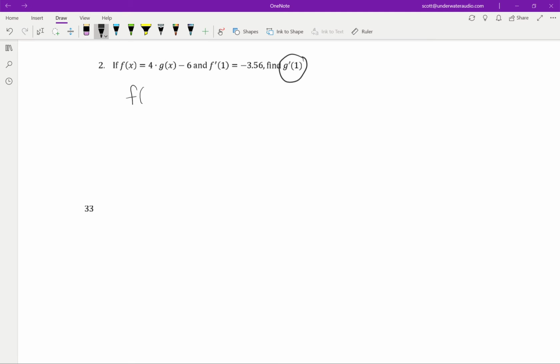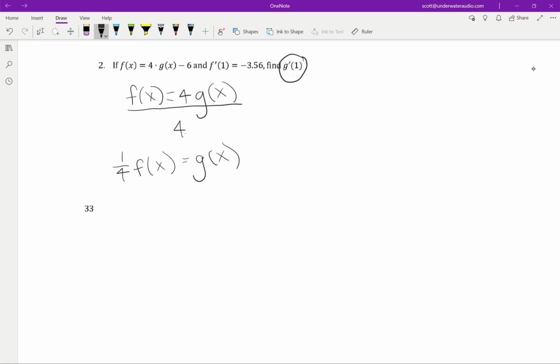So far I have f of x equals 4 times g of x. What I want is g of x, so I will divide by 4. And that gives me 1/4 f of x equals g of x. So then if I want the derivative, which I do, I want g prime of 1, that means I'm going to take the derivative of both sides.